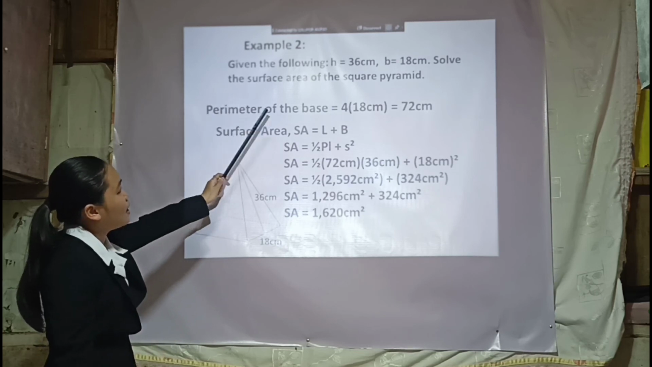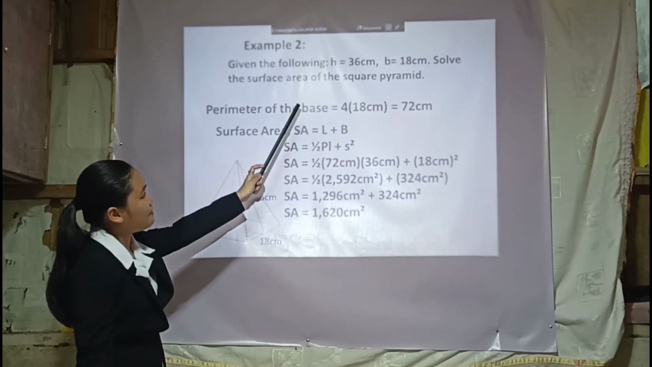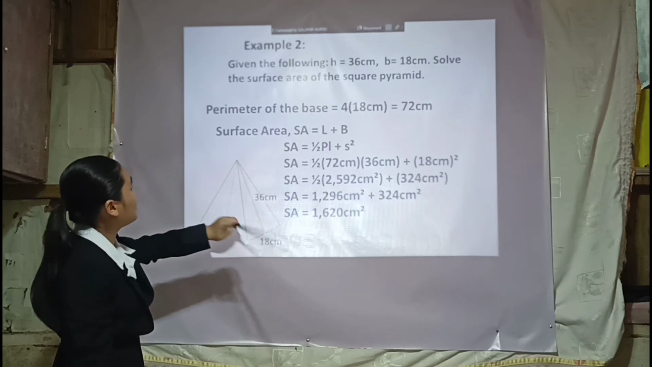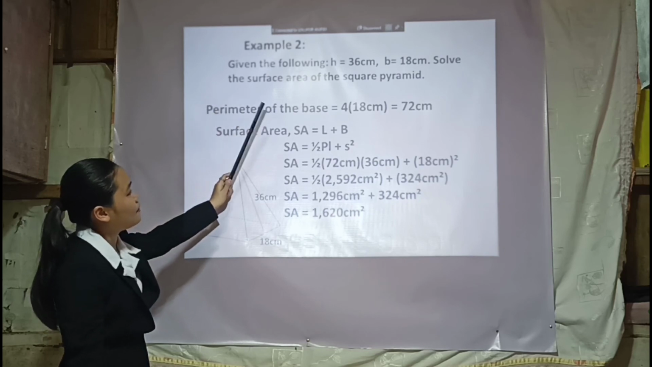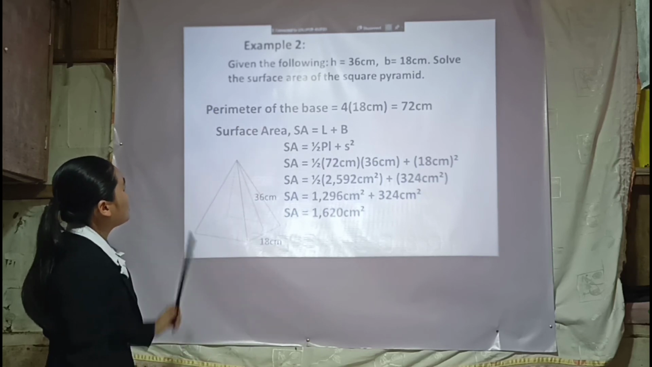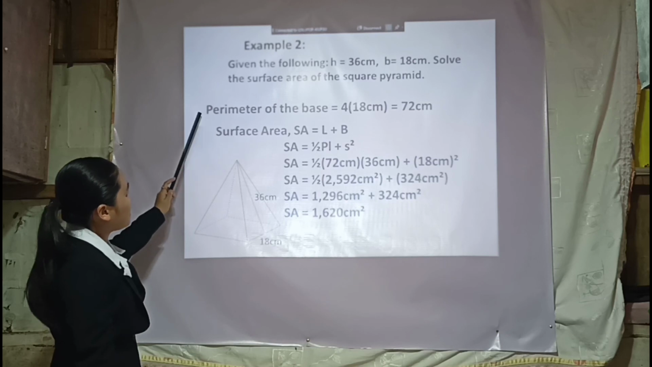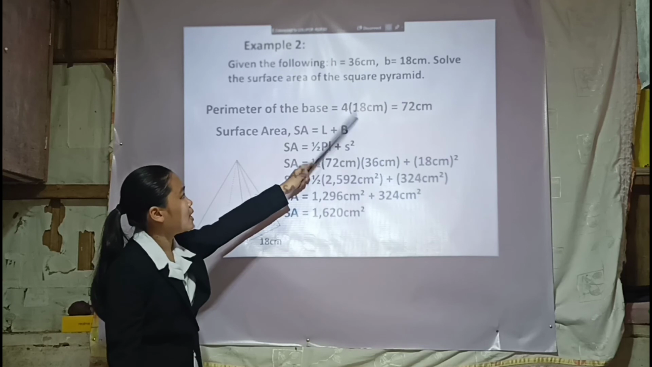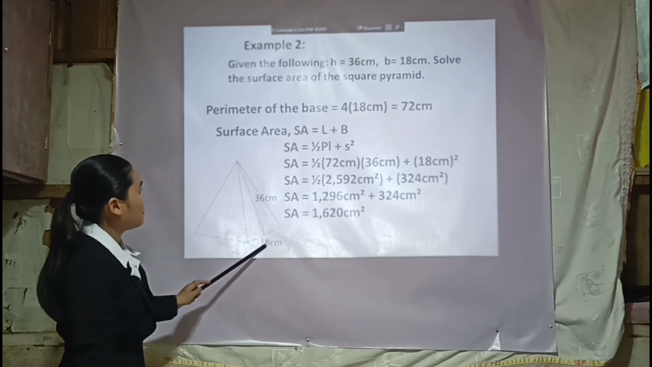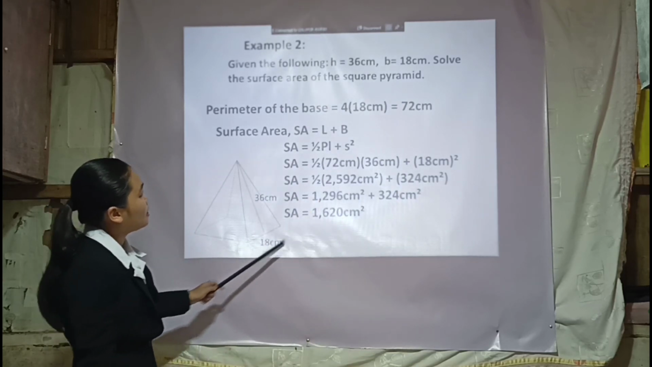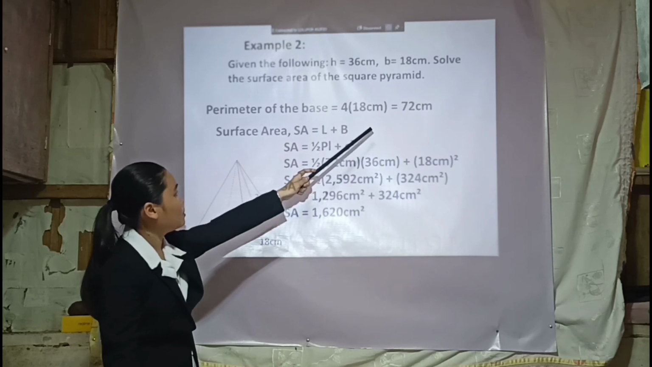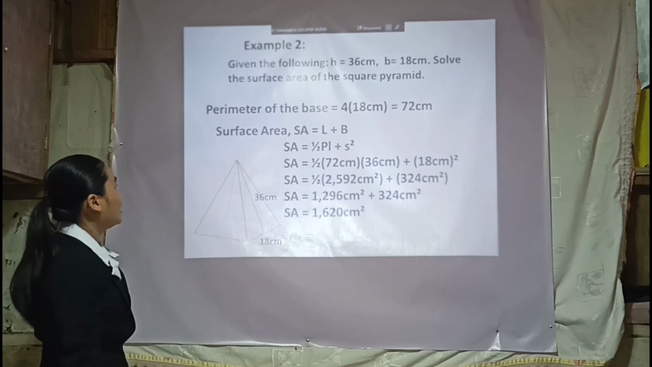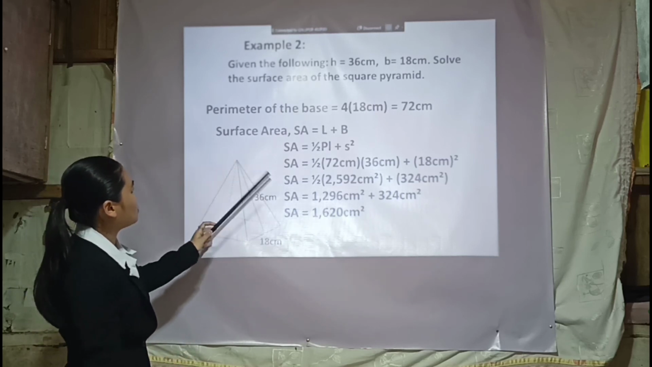Given the following, height is equal to 37 centimeters and the base is equal to 18 centimeters, solve the surface area of the square pyramid. So, let's solve first the perimeter of the base. Perimeter of the base is equal to 4 times 18 centimeters. Since the side of our base is 18 centimeters, that is equal to 72 centimeters. The perimeter is 72 centimeters. Next, we will proceed to the solution.